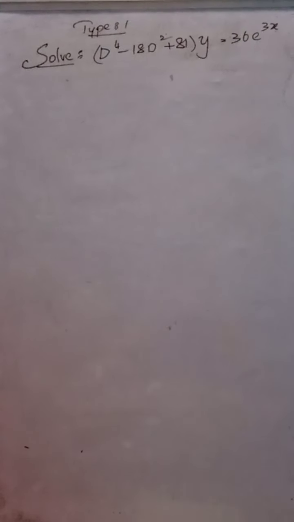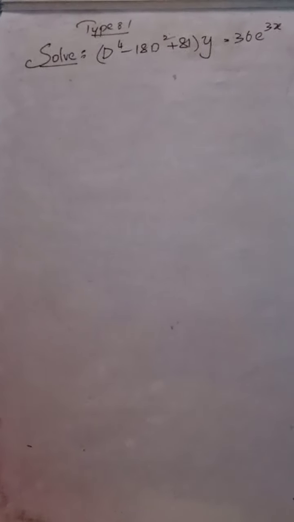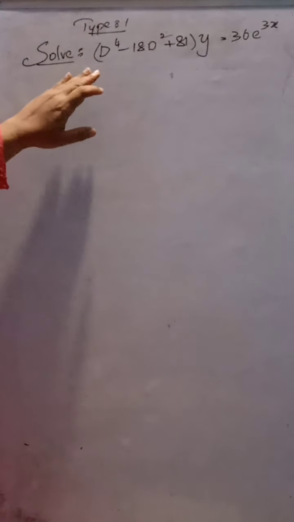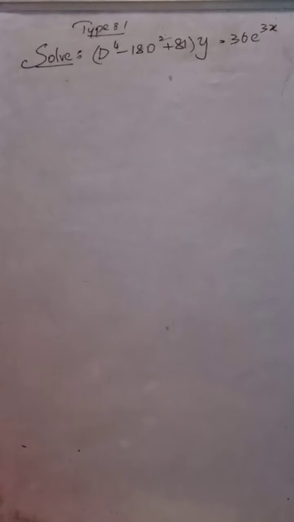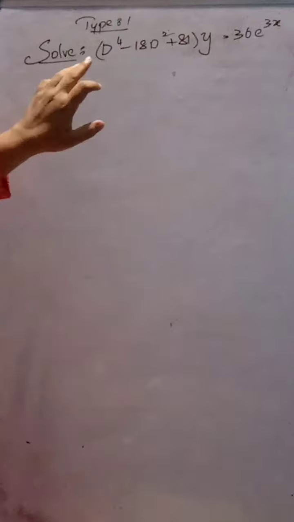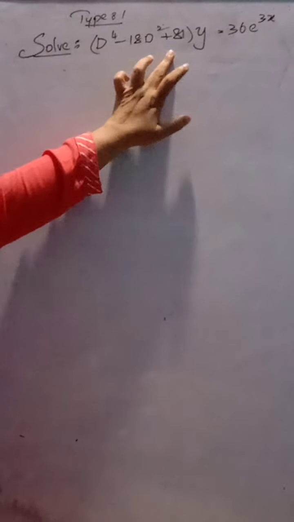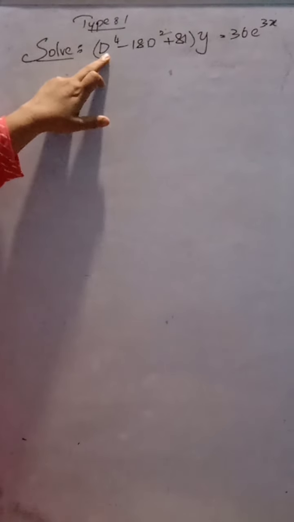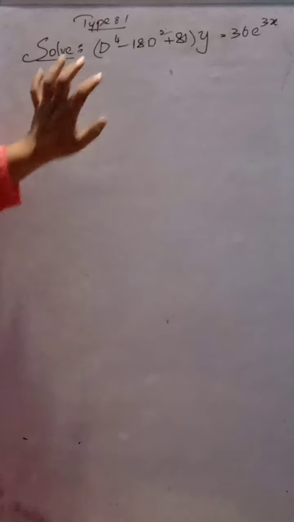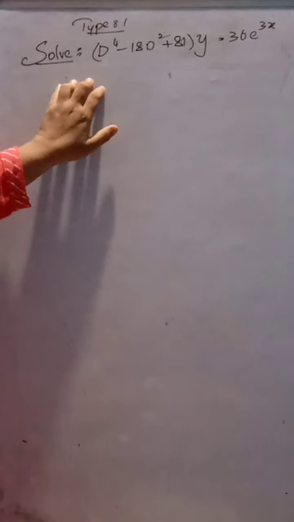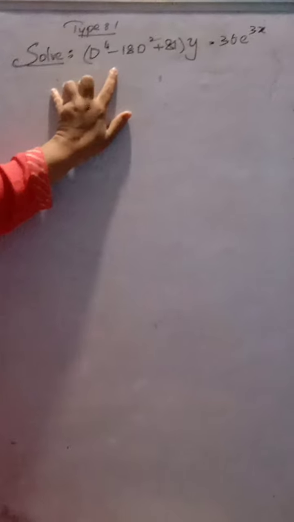Okay, students. So let us see the non-homogeneous differential equation, which is going to come under type 1 here. This is another equation. It's a biquadratic equation. As you can see, the power here is 4. Anyways, the first step is not necessary, because the equation is already in its operator form.